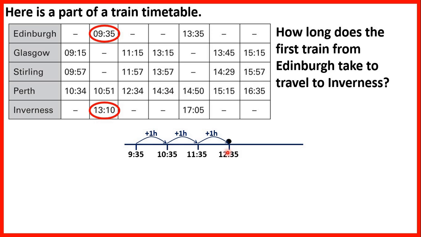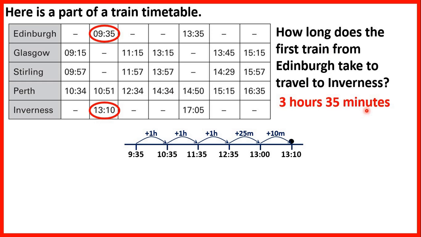So instead, let's think how many more minutes to get to the next hour. Well, if we count on 25 minutes, that takes us to 1 o'clock in the afternoon, because there are 60 minutes in an hour, and 35 plus 25 is 60. And then to get to 10 past 1 or 13:10, we just need another 10 minutes. So altogether, that's 3 hours, and then 25 plus 10 is 35 minutes. So the first train takes 3 hours, 35 minutes.